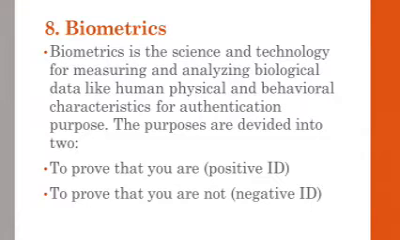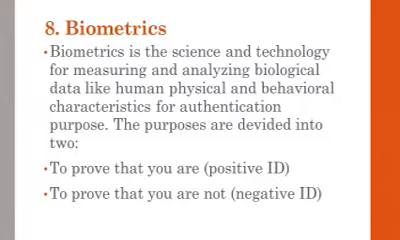So these are the several biometric schemes for identification and authentication purposes: face, fingerprint, hand geometry, retina, iris, signature, vein and voice. Then what are the functions used by the biometric systems? There are two functions, the positive ID and the negative ID. These are the functions used by biometric systems.